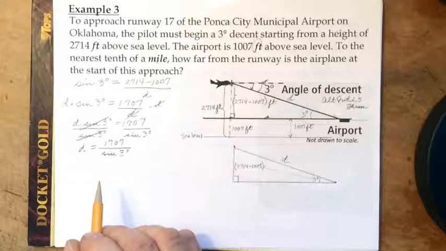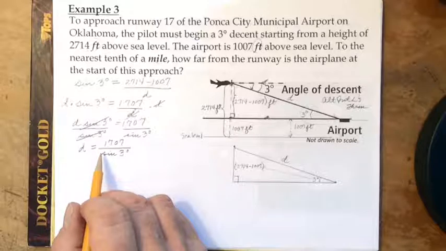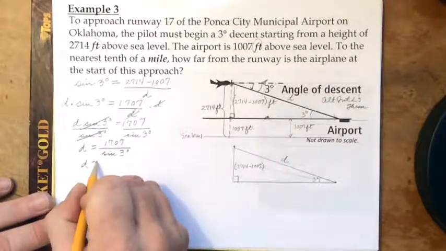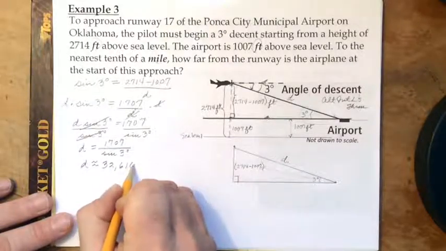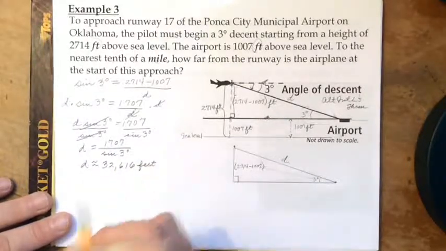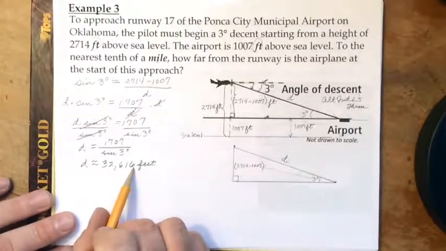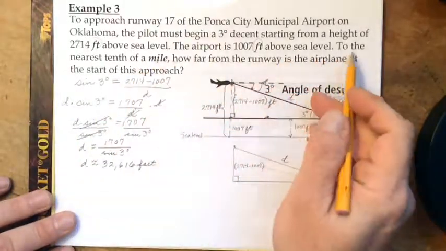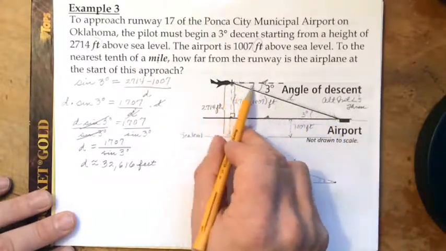Now, to approximate that, we put it in our calculator, making sure it's in degrees: 1707 divided by the sine of 3, close parenthesis, and we get approximately 32,616 feet. Now, there's a lot of feet in 1 mile, so we're going to just round to the nearest foot, nearest one's place. So this is about this many feet. We want to know how far it is in miles. Well, we just found this in feet, 32,616 feet.